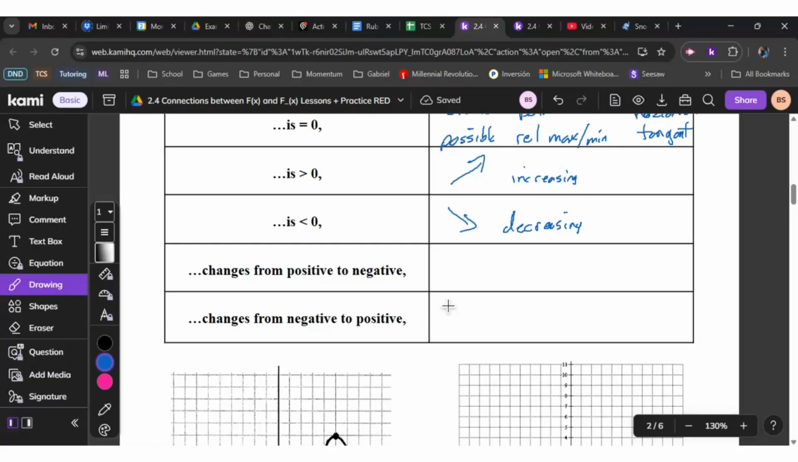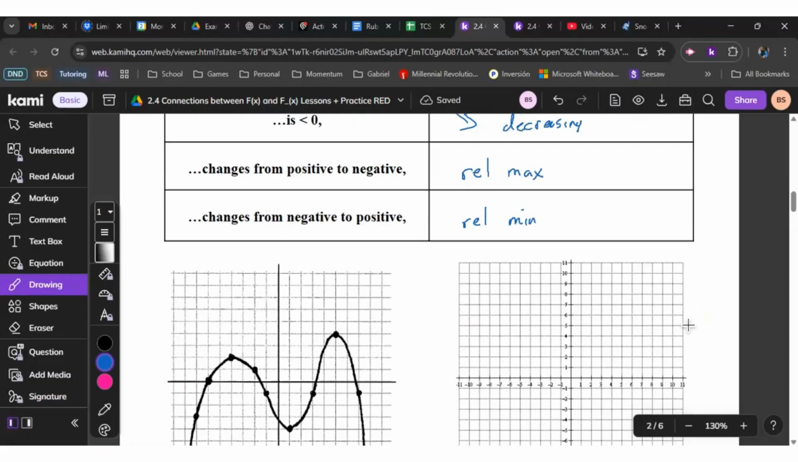When it changes from positive to negative, what is it? It's a 0. Why is it a relative max? Because it was going up, increasing, and then it was going down, decreasing. That has to be a max. If I go from negative to positive, it's a relative minimum. Look at that.